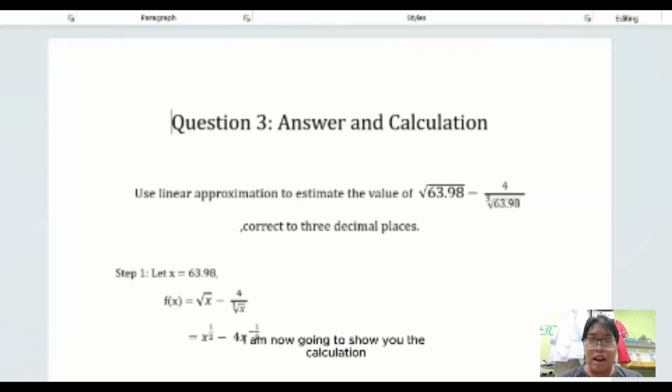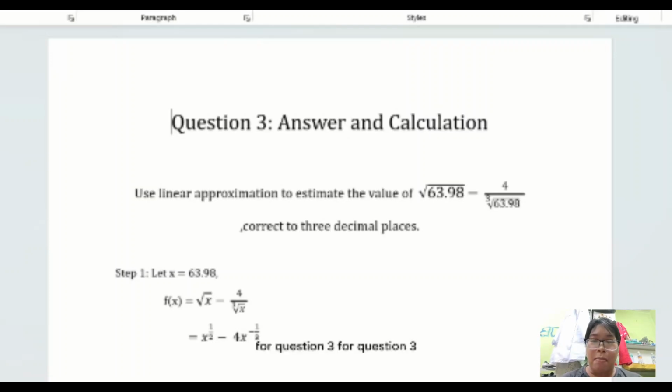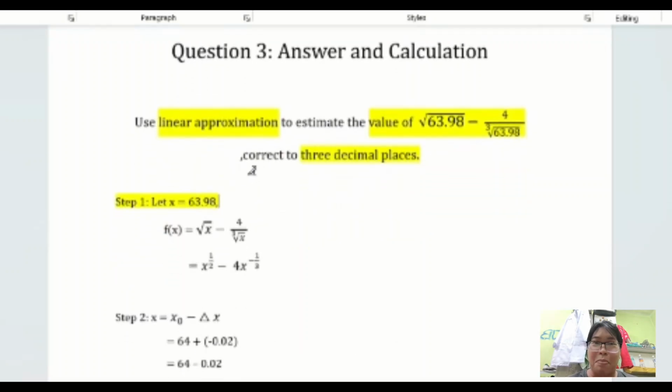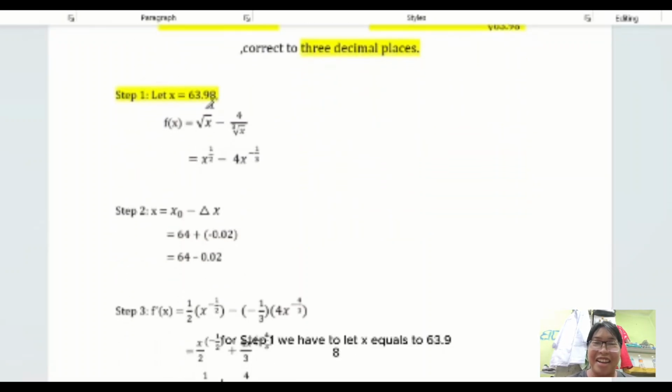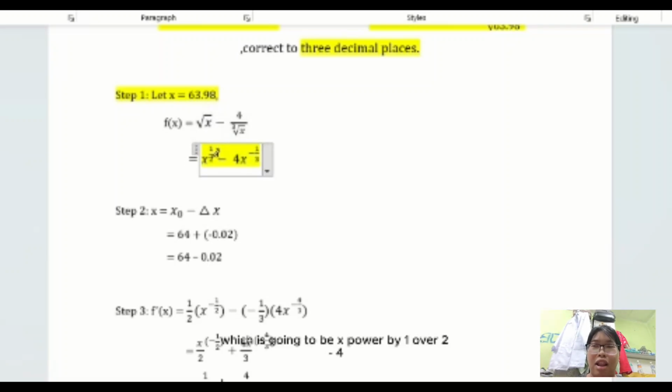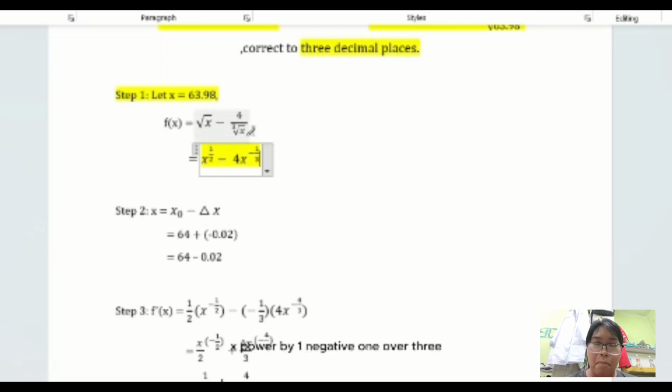Hello, I am Ryan. I am now going to show you the calculation for question 3. For question 3, we have to use linear approximation to estimate the value of this expression to 3 decimal places. For step 1, we let x equal 63.98, where f(x) equals square root of x minus 4 over the cube root of x. We then turn this into powers so that it is easier to differentiate, which gives x to the power of 1/2 minus 4x to the power of negative 1/3.